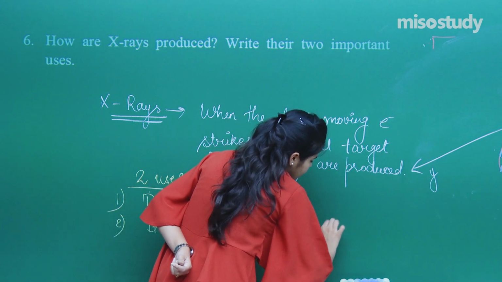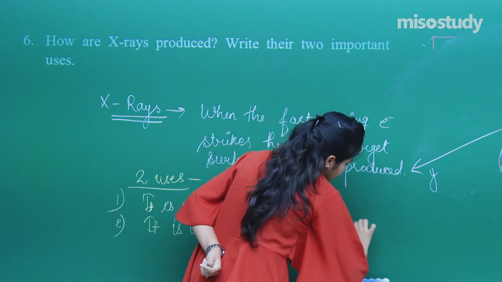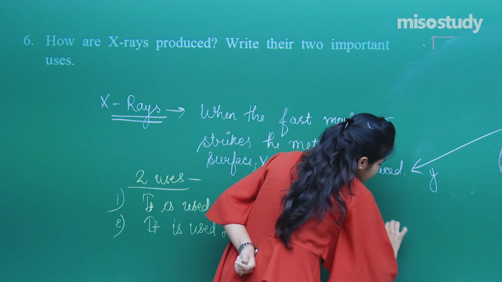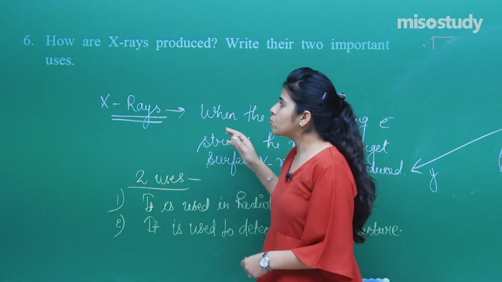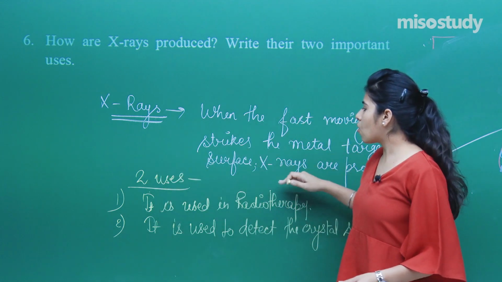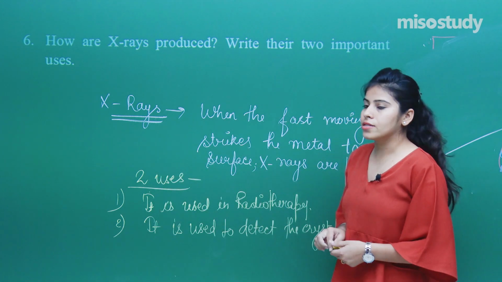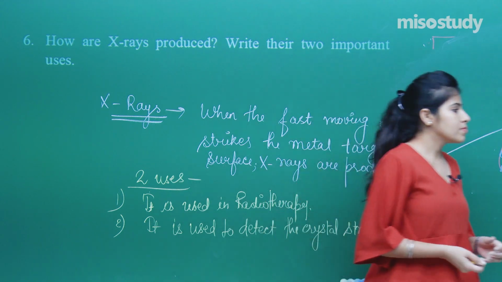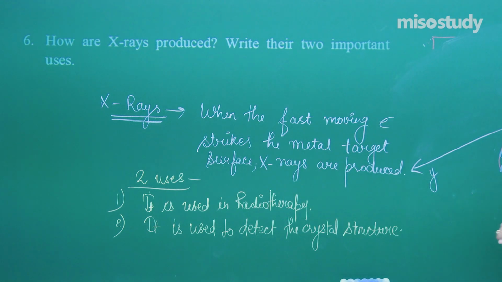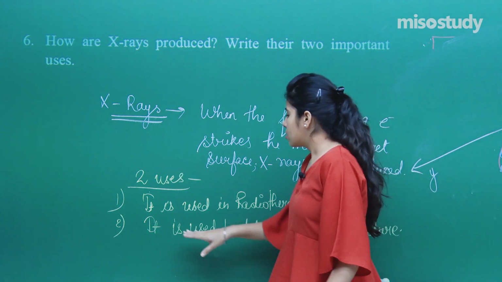Crystal structure. It is also used in determining the explosives. So these are 2 uses, and this is the origination of the X-rays. So take a note of this, and then we will be moving on to the next question. Okay. So now here you have seen the 2 uses.